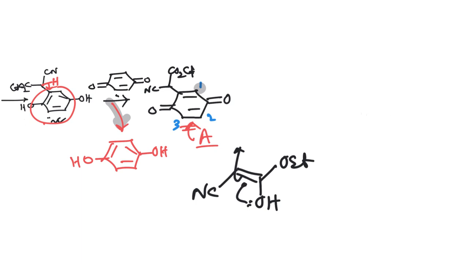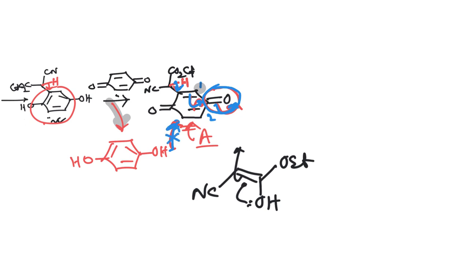The next option would be attack on position 3. If attack occurs on position 3, this bond will go here and this will open, so basically the electron is going inside this carbonyl group. If you look carefully, hyperconjugation is also pushing electron into this particular carbonyl group, so both of these effects are pushing electron into the same carbonyl. Because of hyperconjugation it is already electron rich, so this attack is not favorable.